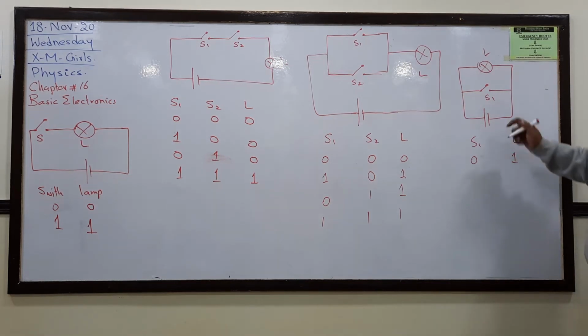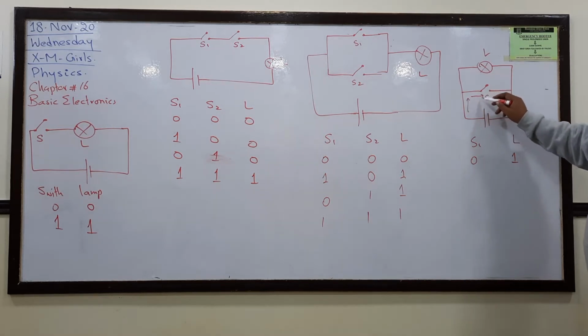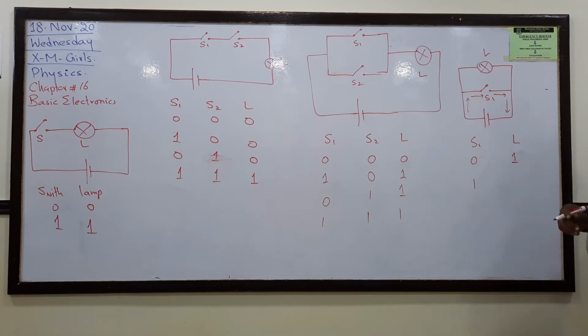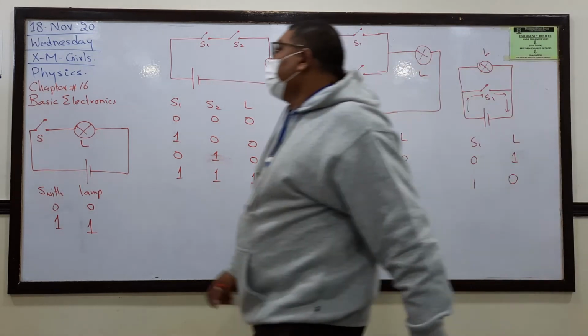So what will happen? The current will flow from here in this loop and come back. It will not go into the lamp because this path will have less resistance. So if you close the S1, the lamp will become off. Okay. Try to understand everything.